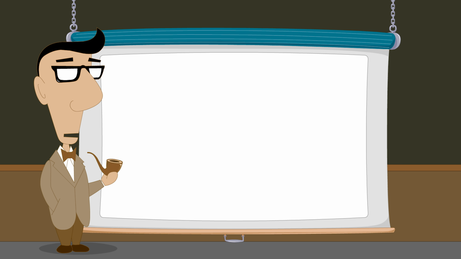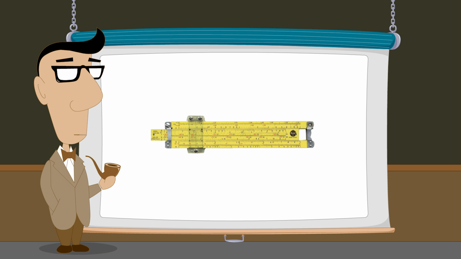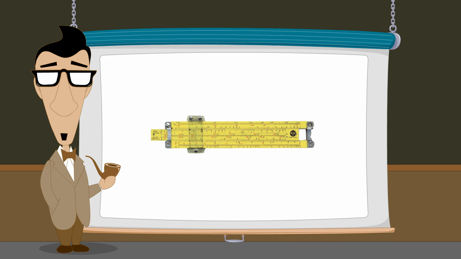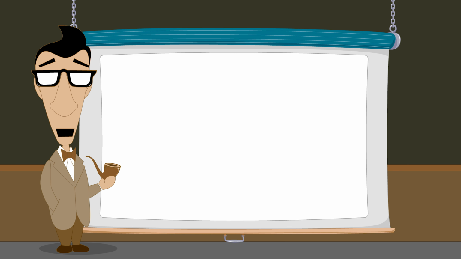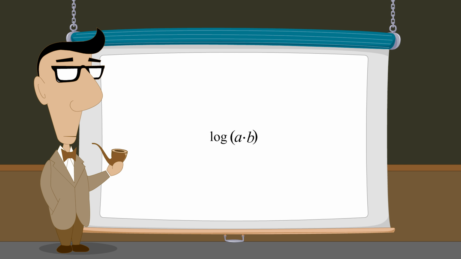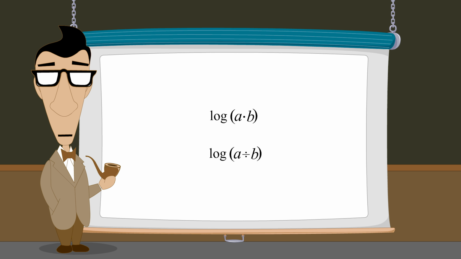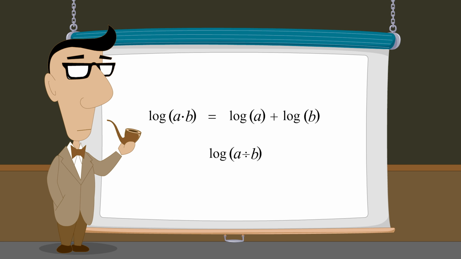In the next lecture, we will show how the slide rule was initially developed as a mechanical analog computing device that used this feature of logarithms to allow quick calculations without tables. Understanding how slide rules work gives us an intuitive understanding of how logarithms convert multiplication and division into addition and subtraction.